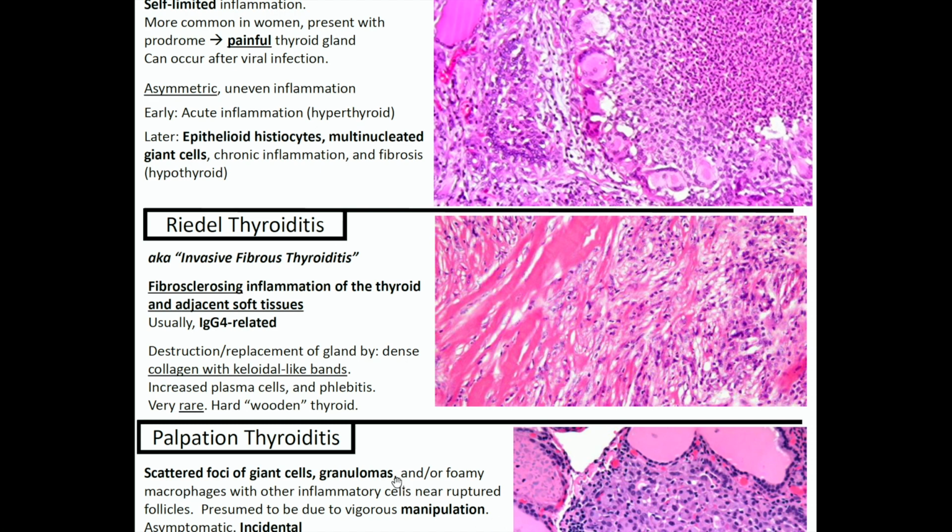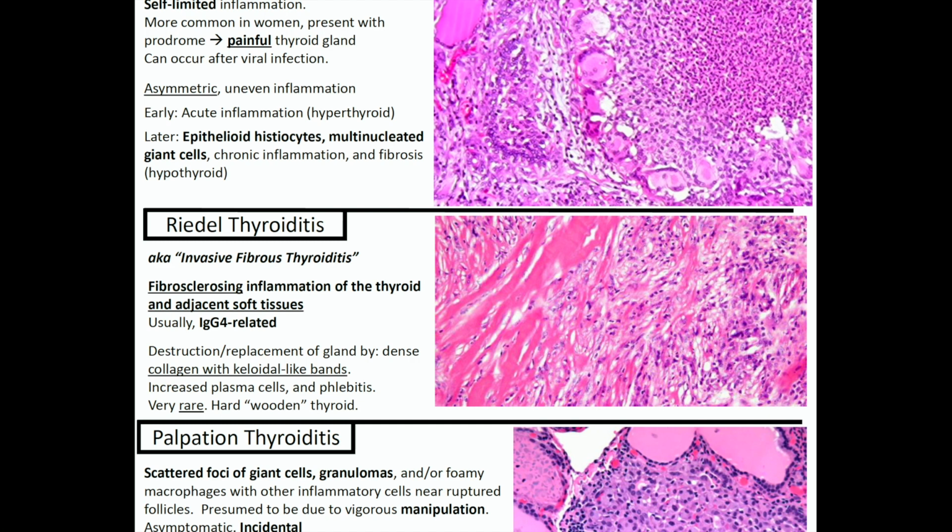And microscopically, you're going to see scattered foci of giant cells, granulomas, and/or foamy macrophages with other inflammatory cells near the ruptured follicles. It's presumed to be due to vigorous manipulation, and it's asymptomatic and incidental. And it kind of makes sense if you think about it, because you have giant cells, which in pathology we typically associate with reparative change or some kind of healing process.